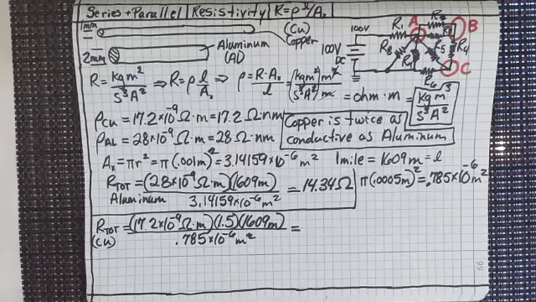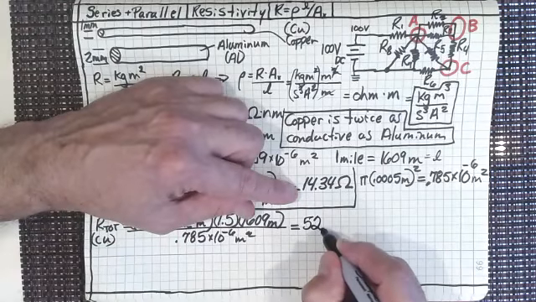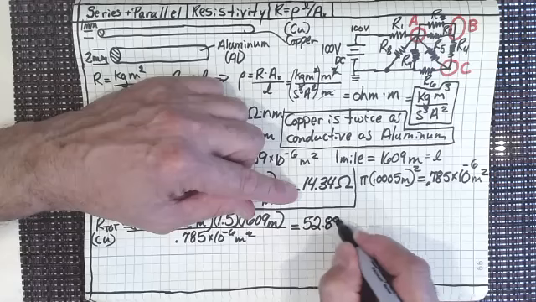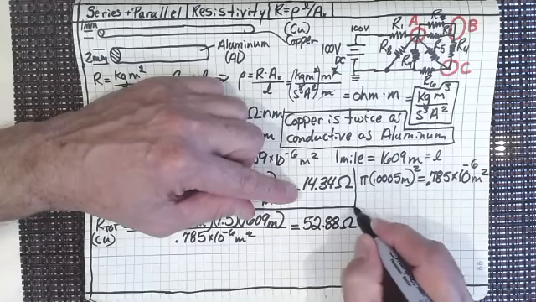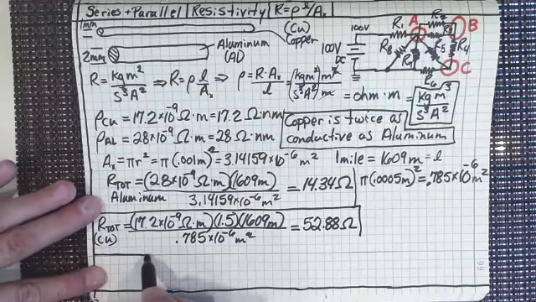All right, when I multiply it out, let's put it in there. 17.2 times 10 to the minus 9 times 1.5 times 1,609 meters divided by 0.785 times 10 to the minus 6. And that gives us 52.88 ohms. And what that does is that confirms what we thought we were going to get, right?